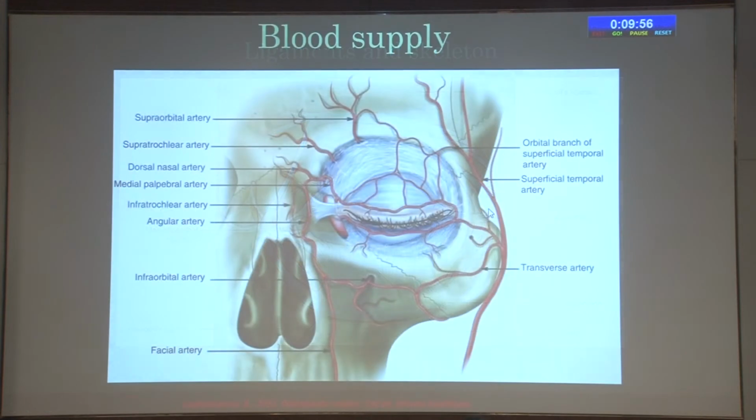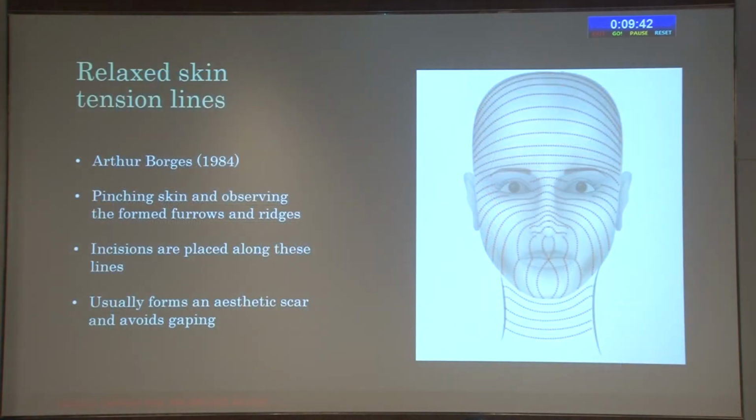It is important to know that the blood supply of the eyelid is very extensive. So the grafts and flaps in this area survive very well, and they are quite aesthetic in this area. So it makes reconstruction a little bit easier in this area. It is important to remember these relaxed skin tension lines that were proposed by Arthur Borges. Basically, when we place incisions along these lines, the scar is more aesthetic, more hidden, there's lesser gaping, and better results long term.